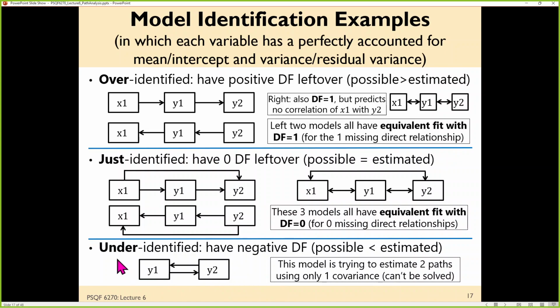The very bottom of this slide shows an example of something that won't work. If I have y1 predicting y2 and y2 predicting y1 at the same time, you can't do that. There's only one possible covariance between the two, and there is no way given just these two boxes to say how much of it goes one way versus the other. That's not going to work. Don't do that.